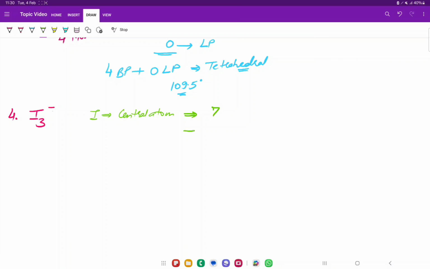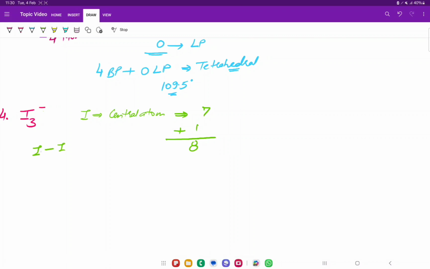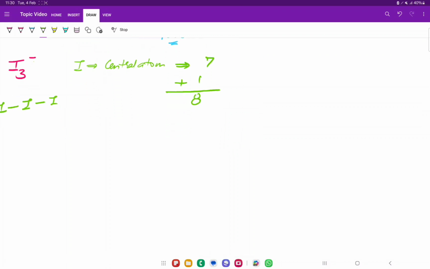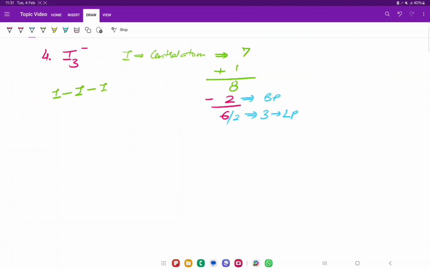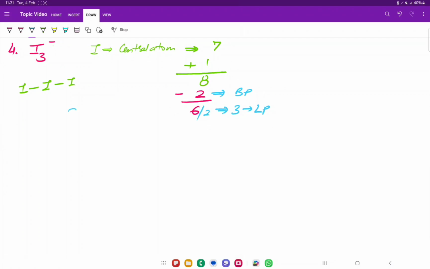Since it's an anion, we'll add 1 as per the rule. Total electrons are 8. Now out of the 3 iodine, 2 iodines are bonded with the central iodine by single bonds, because halogens can form a single bond. Thus I will subtract 2 from this 8, I will get 6. 6 divided by 2 will give you 3. This 3 is the lone pairs and the 2 are the bond pairs. So what does the molecule I3 minus have? 2 bond pairs plus 3 lone pairs.